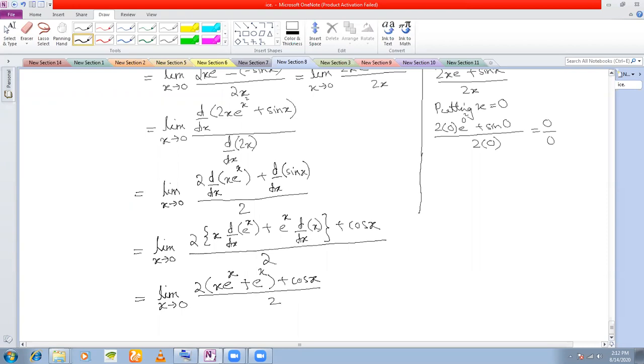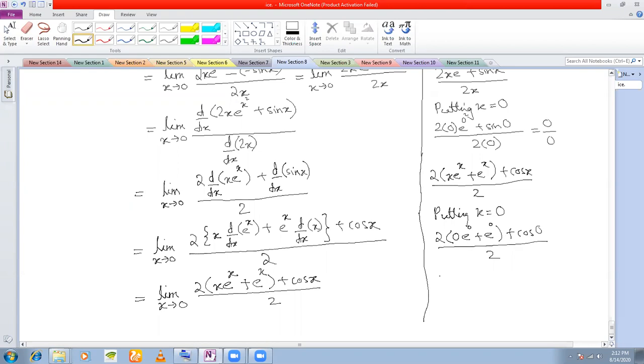Now let's check whether this is a determinate form or not. So you have twice x e to the power of x plus e to the power of x plus cos x, divided by 2, putting x equal to 0. So you get twice 0 into e to the power of 0 plus e to the power of 0 plus cos 0, whole divided by 2. Twice 0 into e to the power of 0 is 0, e to the power of 0 is 1, cos 0 is 1, divided by 2. Yes, now you are getting a determinate form.